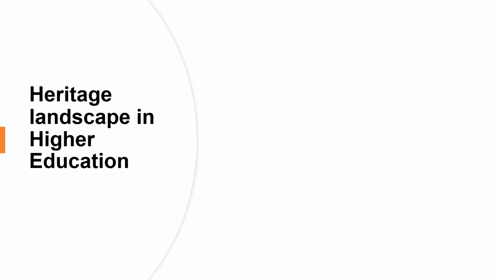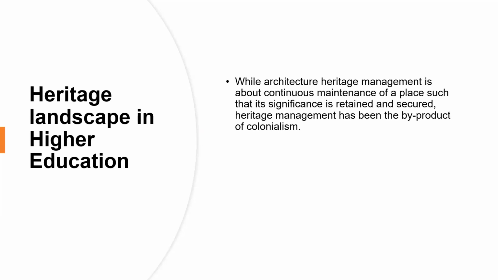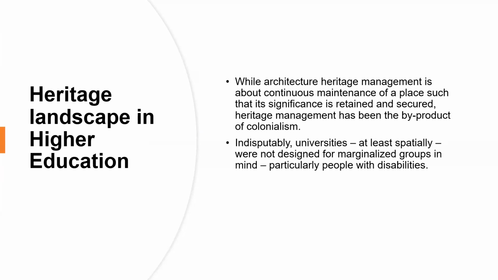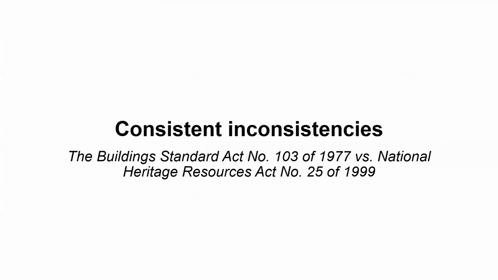Now let's look at the heritage landscape in higher education. While heritage architecture is about continuous maintenance of a place such that its significance is retained and secured, heritage management has been a byproduct of colonialism. And we can all agree, as the previous speakers have alluded to, that universities especially were not designed with marginalized groups in mind, particularly people with disabilities. Which is why Dr. Des shared that the policies we have right now all point to inclusive education, but somehow are inconsistent, as there's no universal design that universities can adopt to be inclusive for students with disabilities. And then we have the National Heritage Resources Act, which protects buildings which are older than 60 years.